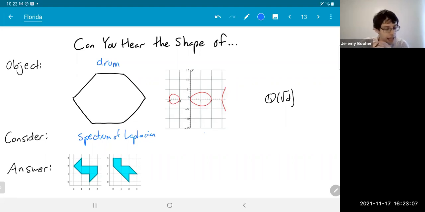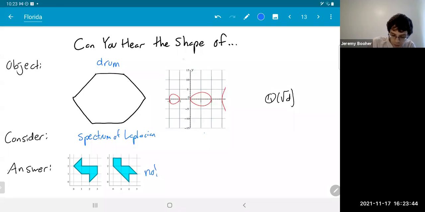So Sunada realized that this is connected to Gassmann triples, which were about zeta functions of number fields. And using this connection, Gordon, Webb, and Wolpert in the 1990s were able to produce examples of regions in the plane that sound the same, have the same spectrum of the Laplacian, and they have different shapes. Here's an example, these two regions. So the answer is no, you can't hear the shape of a drum. Of course, it does tell you a lot of information, so not everything is lost.